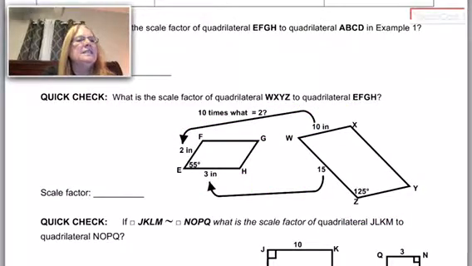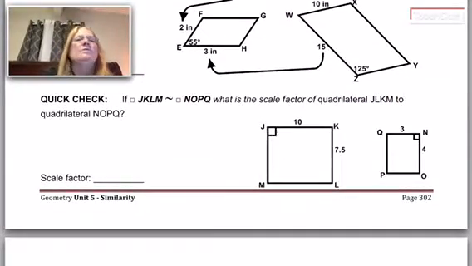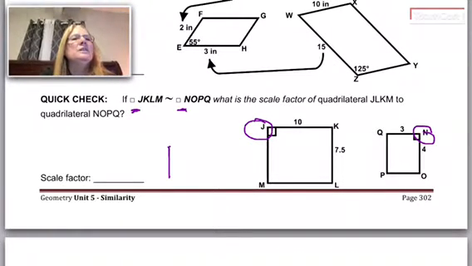Let's look at the next example. If quadrilateral JKLM is similar to quadrilateral NOPQ, first thing I notice is that this J lines up with the N. So here's J and here's N. So they are not drawn in the same orientation. So I'm just going to redraw the smaller one.